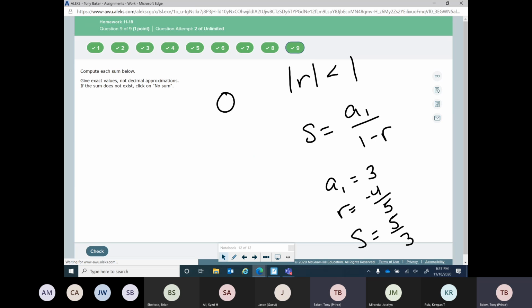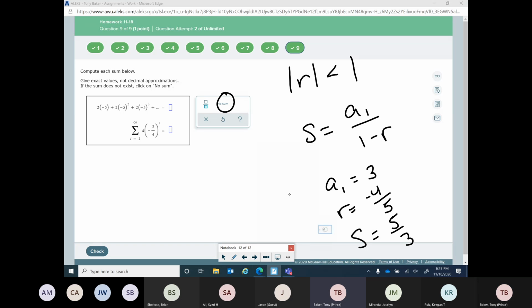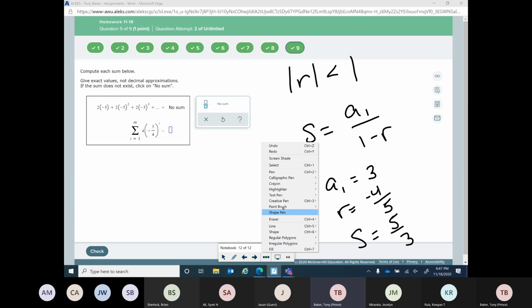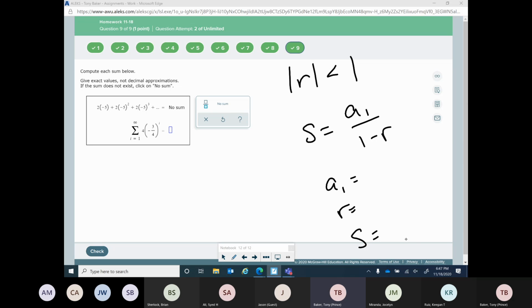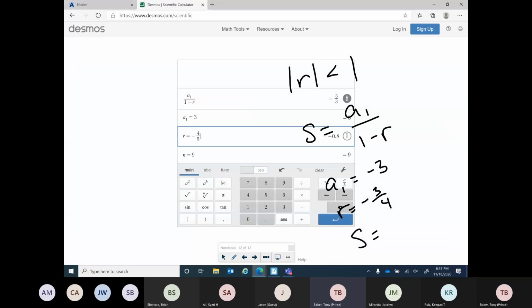Now let's try another one of these. For this one, my first one, my ratio is -5, so I know that's going to be no sum. For my next one, my A1 is my first term. Remember, you actually have to figure out your first term for this one. So my first term in this case is -3, and my ratio is -3/4. So we go to my sum. My first term is -3, and my ratio is -3/4. So my sum in this case is -12/7.